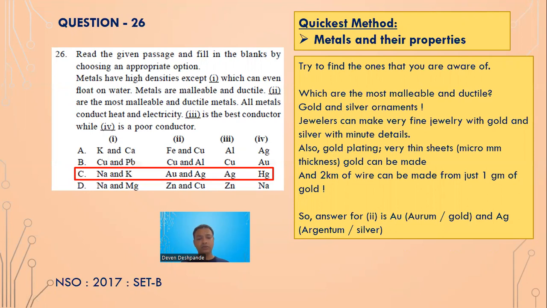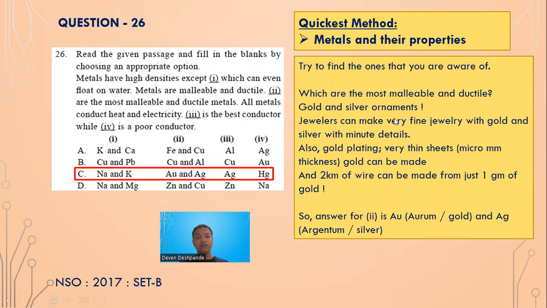And as many of you will be knowing, gold and silver are the most malleable and ductile, because they produce gold ornaments and silver ornaments, and you can heat the gold and shape the gold into any fine intricate jewelry. So you can make very fine jewelry from gold.